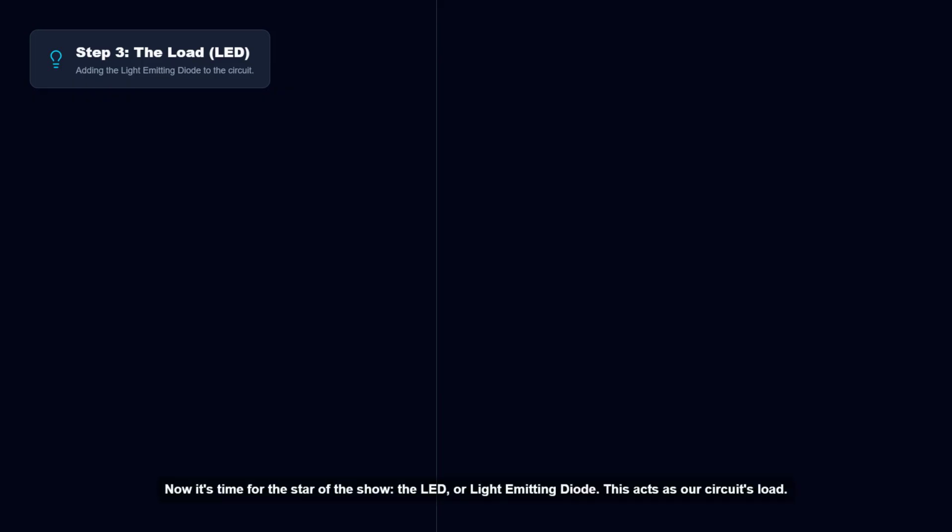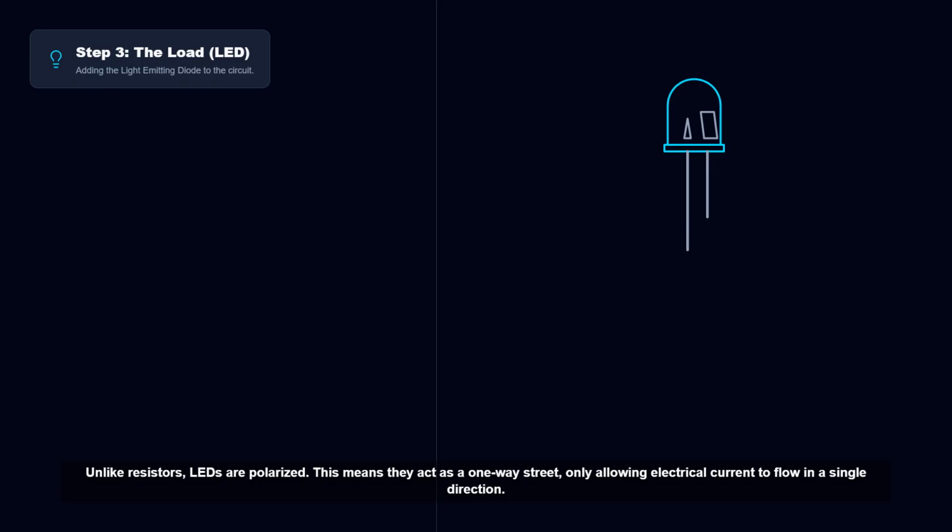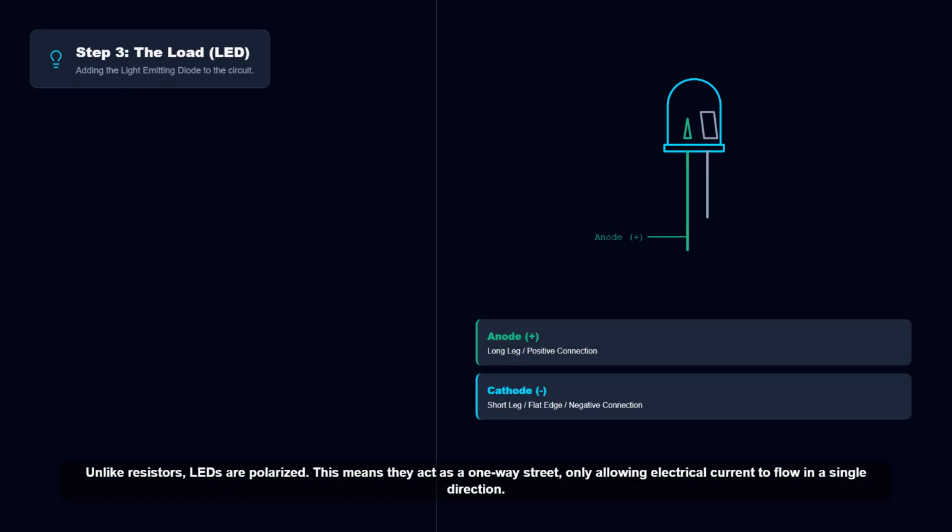Now it's time for the star of the show, the LED, or light-emitting diode. This acts as our circuit's load. Unlike resistors, LEDs are polarized. This means they act as a one-way street, only allowing electrical current to flow in a single direction.